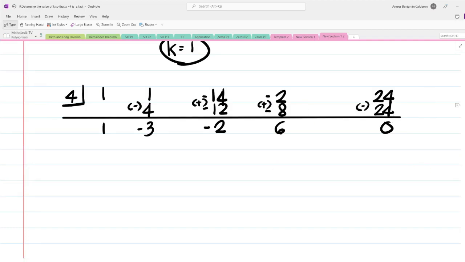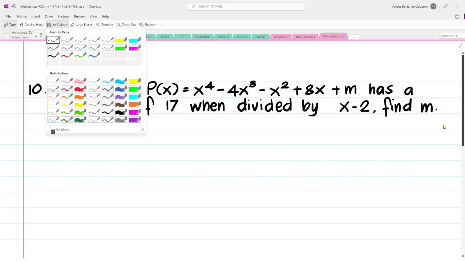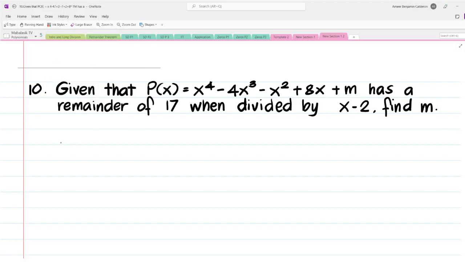Last problem. Given that p of x is equal to x to the fourth minus 4x cubed minus x squared plus 8x plus m has a remainder of 17 when divided by x minus 2, find m. Similar lang to dun sa question number 9. Ang difference lang, may remainder this time around. Kanina, wala. So, ganun pa din. So, we have here negative 2.